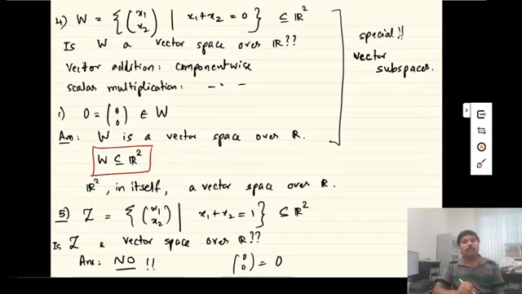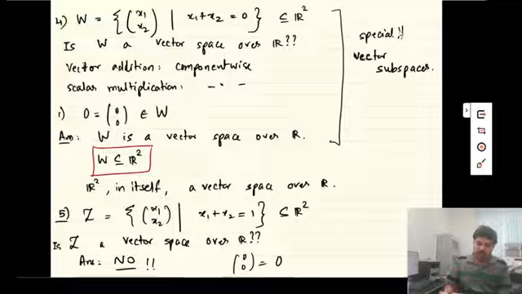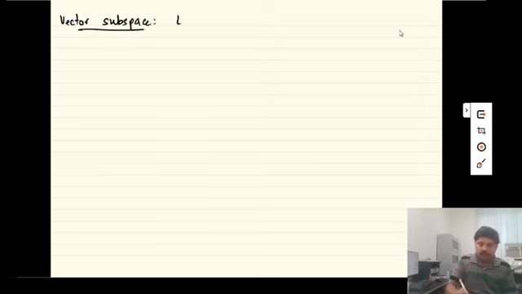Very, very important concept, vector subspace, because this is something that will come back to us when we try to solve systems of linear equations. So this is something that is very important. So vector subspace, let us write down the definition of this vector subspace. Let V be a vector space over R.